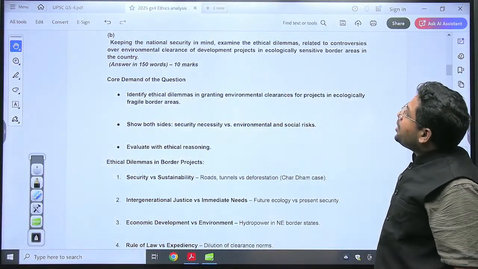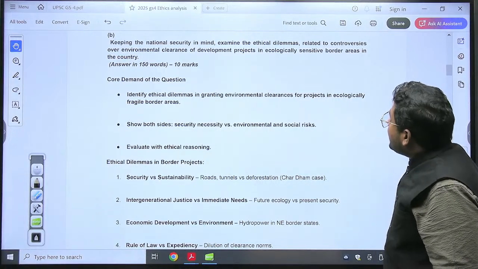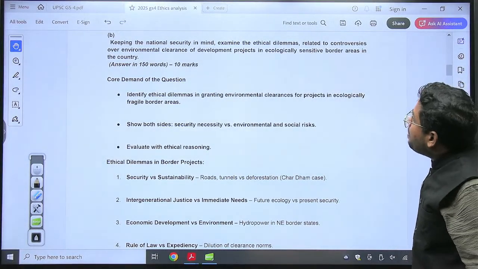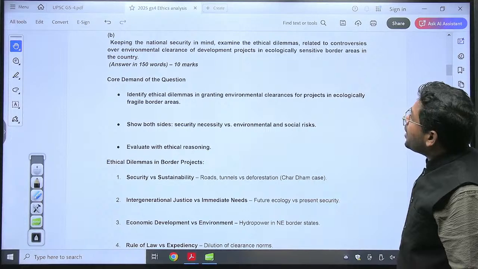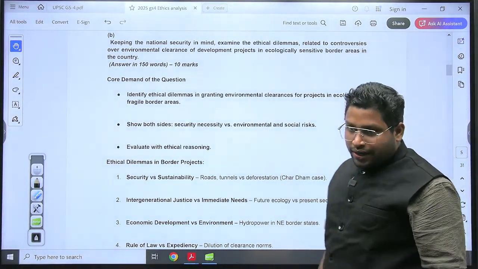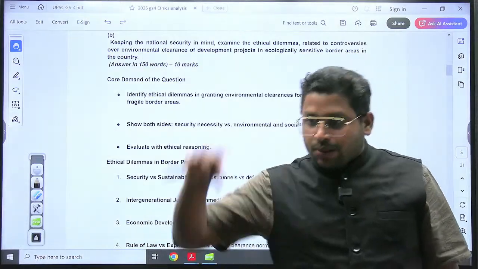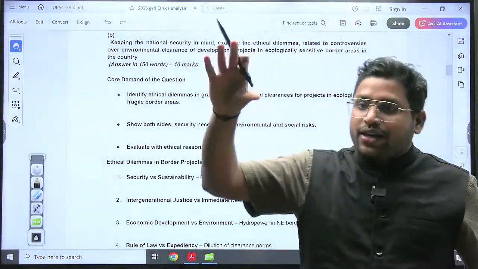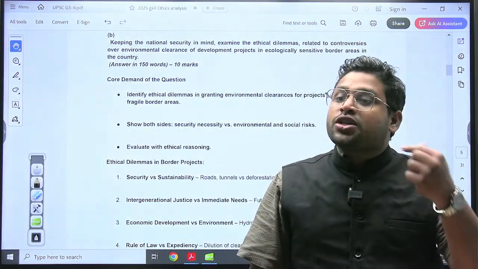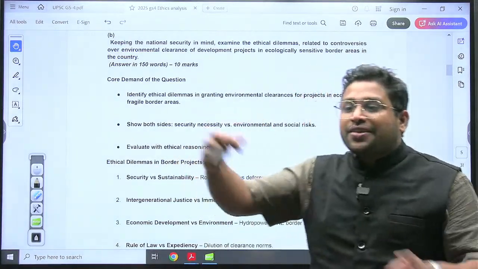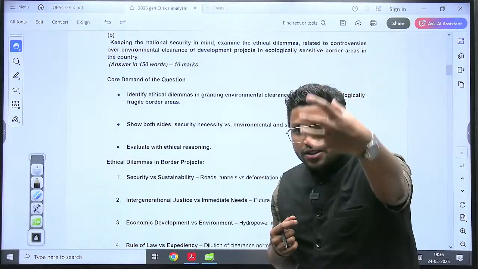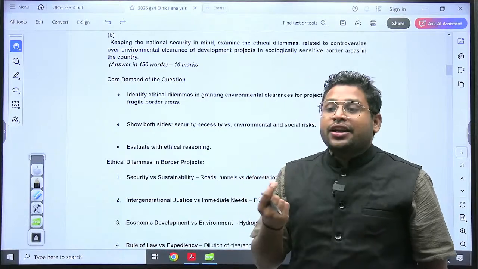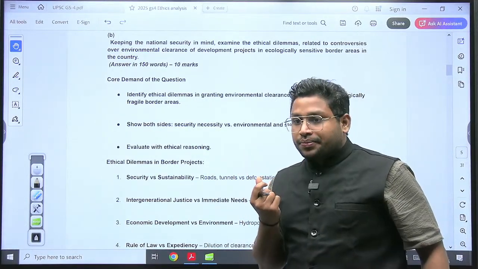Keeping national security in mind, examine the ethical dilemmas related to controversies over environmental clearance of development projects in ecologically sensitive border areas in the country. So, India is already constructing many things in the border regions, considering security issues, especially with respect to China, right? But those areas, let's say the Himalayan areas, are very ecologically sensitive. This is something you're reading in current affairs. You have to connect whatever is happening with the ethical part, the values or principles that are getting violated.